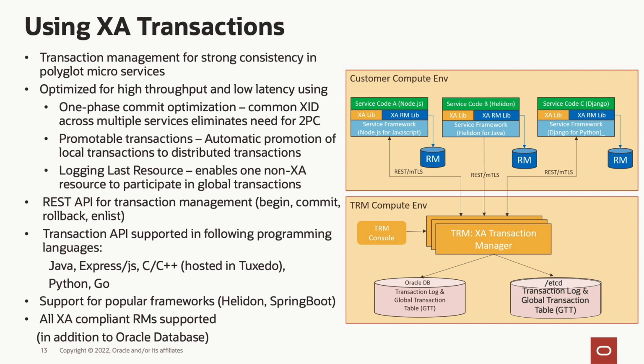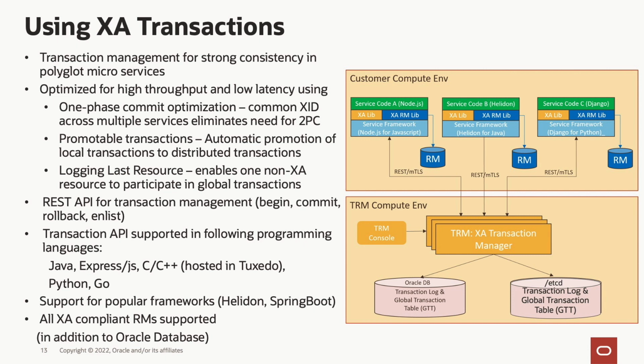So for XA transactions, this basically is a mechanism to support polyglot services using a variety of resource managers. And so we can support the ability to have a single transaction that spans multiple services. Like in this picture here, we have a Node.js application, we have a Java application written in Helidon, and we have another application written using Django. So all these microservices are going to participate in a single two-phase commit transaction. So we will propagate the transaction context from one microservice to another microservice.